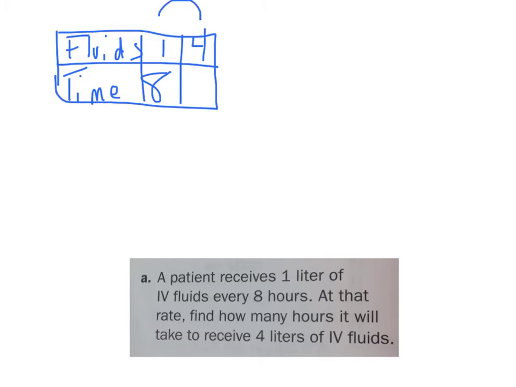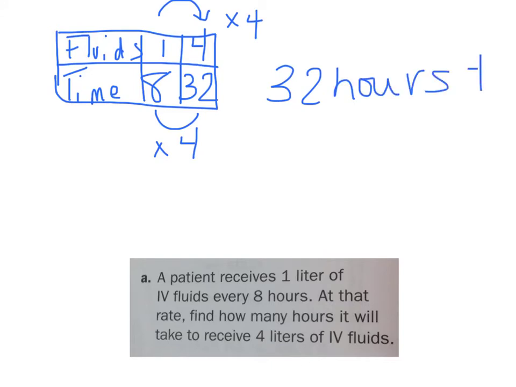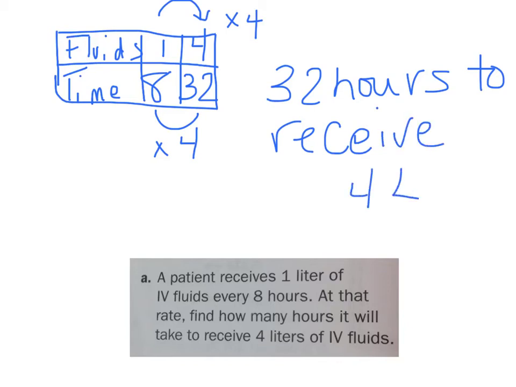Well, mathematically again, how can I get from 1 to 4? I can multiply it times 4. All right, how do I get from 8 to 32? I would do the same thing, multiplying by 4, which would mean it would take 32 hours. So my answer would be written as 32 hours to receive 4 liters of fluid, and notice this is a little bit different than just writing a number answer.